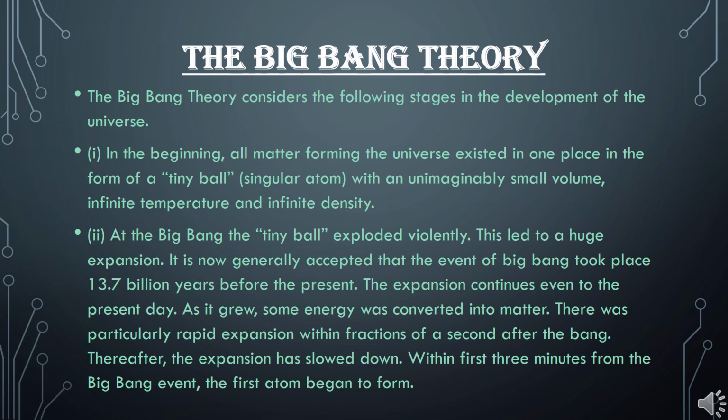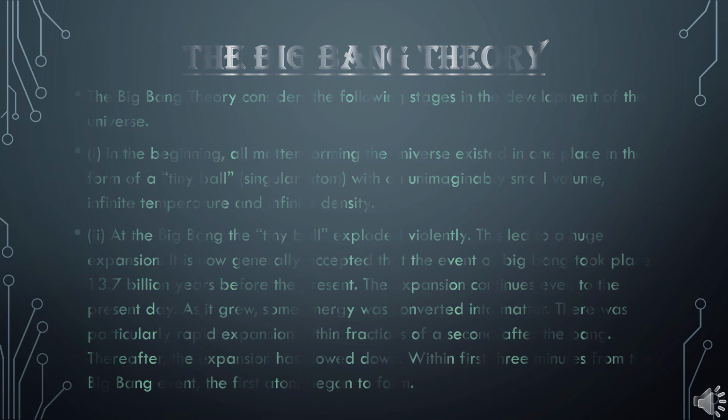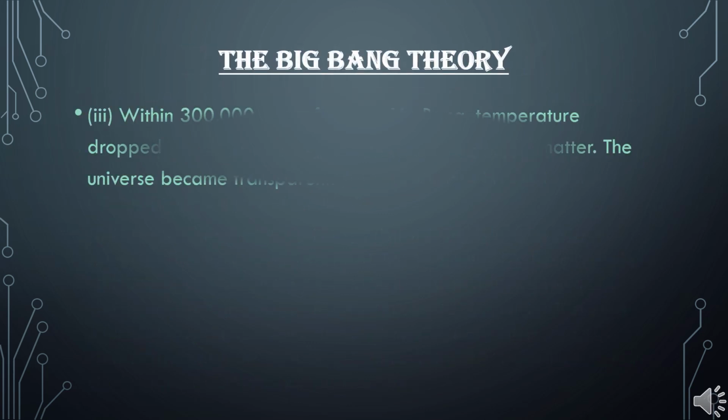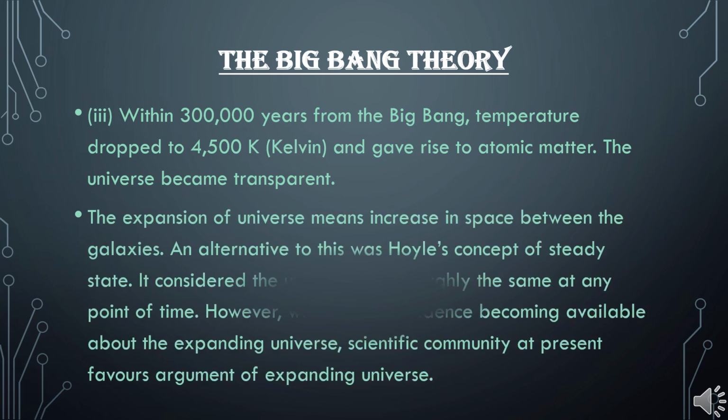As it grew, some energy was converted into matter. There was particularly rapid expansion within fractions of a second after the bang. Thereafter, the expansion has slowed down. Within the first 3 minutes from the Big Bang event, the first atom began to form. In the last stage, within 300,000 years from the Big Bang, temperature dropped to 4,500 Kelvin, and gave rise to atomic matter. The universe became transparent.